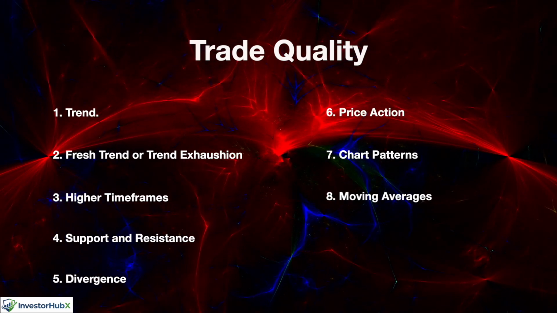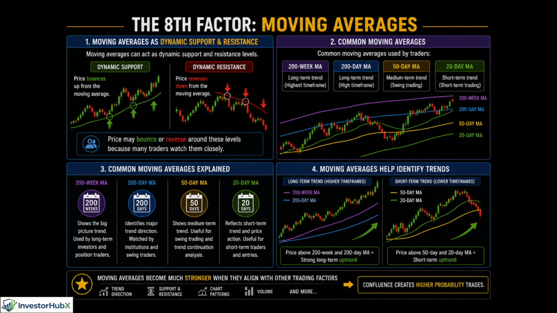The eighth factor is moving averages. Moving averages can act as dynamic support and resistance levels. Price may bounce or reverse around these levels because many traders watch them closely. Common moving averages include the 200-week moving average, 200-day moving average, 50-day moving average, and 20-day moving average. Different moving averages can be useful for identifying long-term and short-term trends. When a moving average aligns with other trading factors such as trend, support and resistance levels, or chart patterns, it creates stronger confluence. The more factors that align together, the higher the probability of the trade setup.